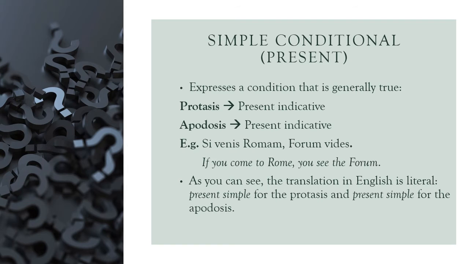In Latin, in the protasis, you will find the present indicative, while for the apodosis, you will find the present indicative as well. As we have seen, the indicative is the mood of certainty, so it is used to express something that is certain or generally true. Here I give an example in Latin, si venis Romam, forum vides. So if you come to Rome, you see the forum. I am expressing something that is a general truth, because the forum is there in Rome. So if you come, it is certain that you will see the forum.